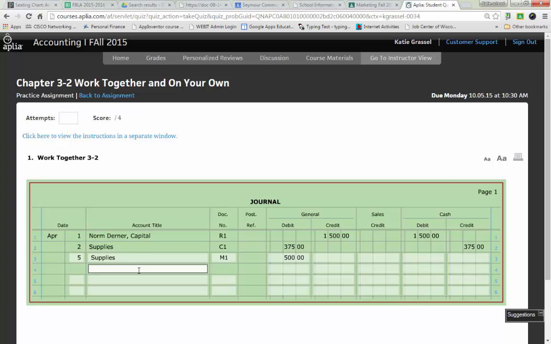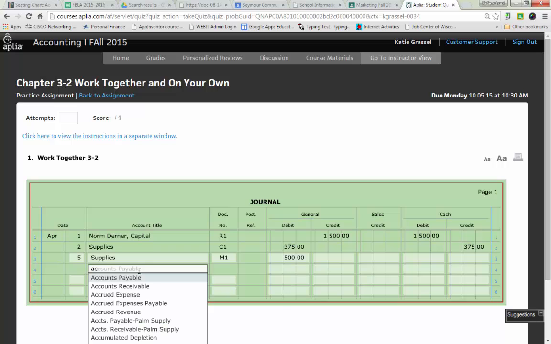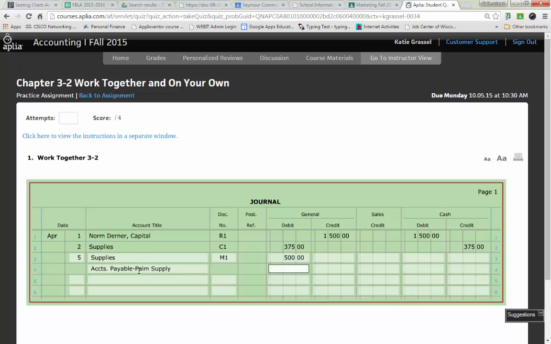So all we need to do is go ahead and write in accounts payable, Palm Supply. And notice there's an accounts receivable, Palm Supply, and an accounts payable, Palm Supply. Make sure you have the correct one chosen. And then you would record both of those in just the general column. Accounts payable, ACCTS. It's shortened up. If you look at your chart of accounts in the directions, it'll give you that.